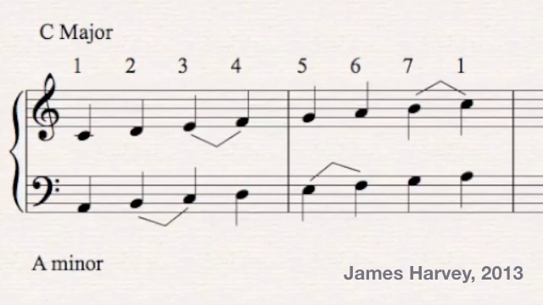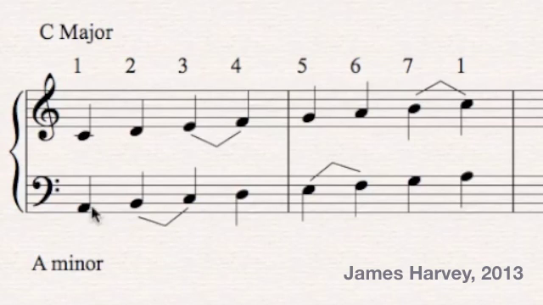I have two scales here on the screen. I have a C major scale and an A minor scale. C major's in treble clef, A minor's in the bass clef. And these two scales are what are called relatives of each other. What relates them is their key signature. They share the exact same notes, they just begin on a different pitch.